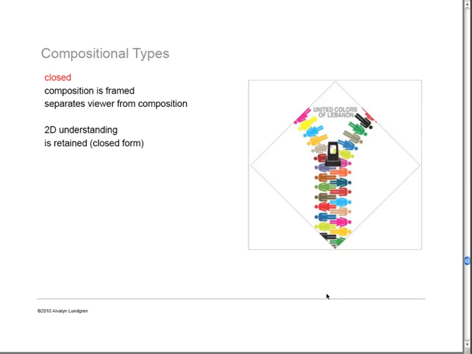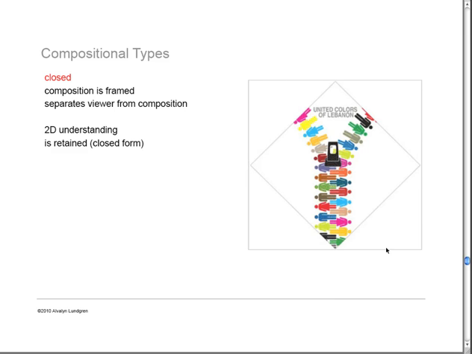Another issue to deal with when you're dealing with composition relates to the idea of open form or closed form. And we talked about this when we were dealing with defining plastic space or decorative space. A closed form will flatten space. So in a composition, anything that closes or frames visually creates a surround within the design and separates the viewer from the composition. That is going to be a closed composition. And so that's what we have here.